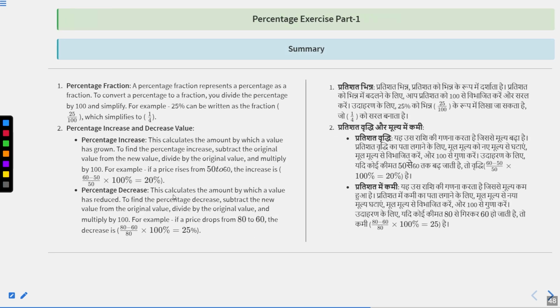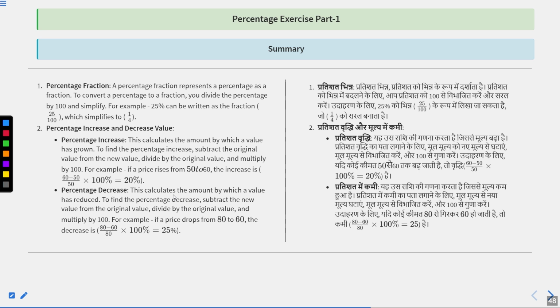Now we summarize our session. First part is percentage fraction. A percentage fraction represents a percentage as a fraction. To convert a percentage to a fraction, you divide the percentage by 100 and simplify. For example, 25% can be written as a fraction, 25 upon 100, which simplifies to 1 by 4.